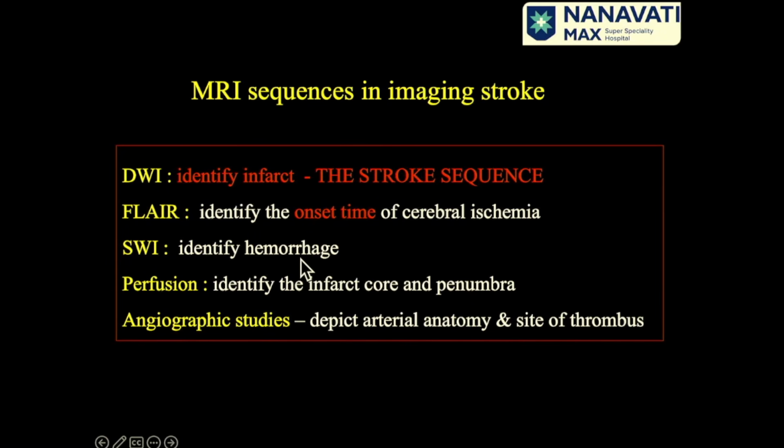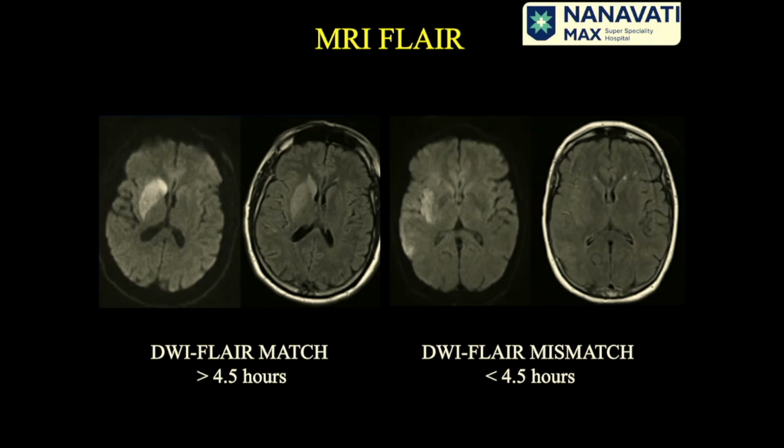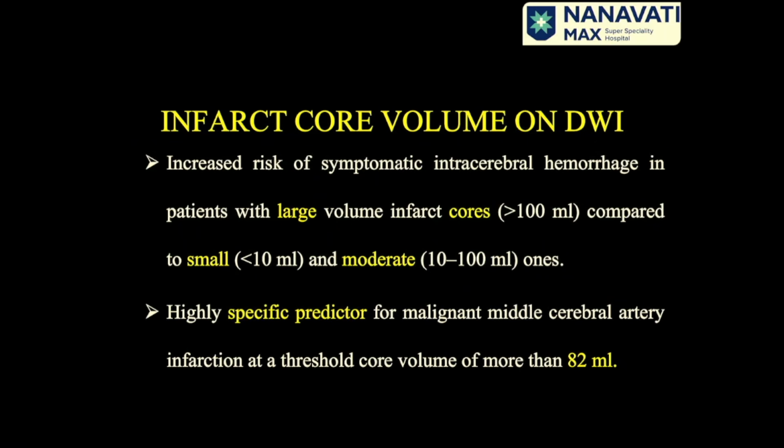SWI we know, looks at microhemorrhages and hemorrhages. Perfusion, typically we do ASL, is to identify and differentiate infarct core from penumbra, and angiography to show acute thrombus at the given site. Here is the concept of FLAIR match and mismatch. Two patients, this patient is FLAIR positive, so can't be treated with intravenous thrombolysis. Here is a patient who's FLAIR negative, so can be treated with intravenous thrombolysis if required.